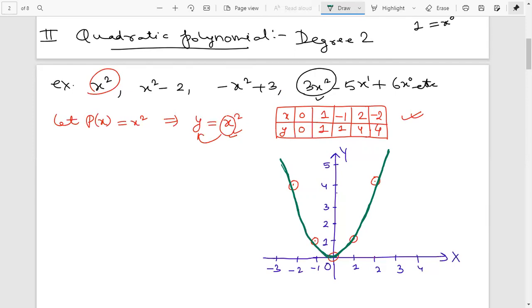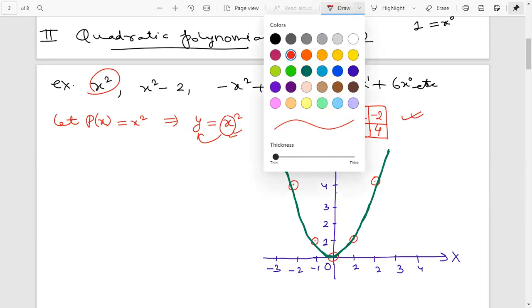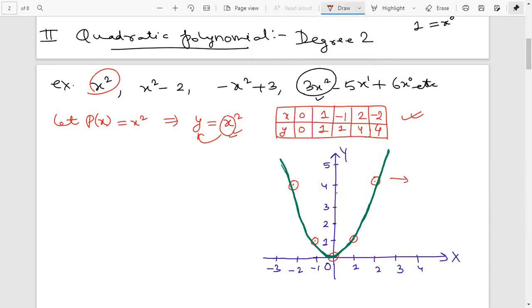So this is the proper graph, and this curve is called a parabola. A straight line is not a parabola, but a straight line is also one type of curve. All these curves we will see in our next class, that is 11th. In 11th, suppose we take science, then maths will be one of the subjects, and in detail we will see parabola, straight line, and other curves.